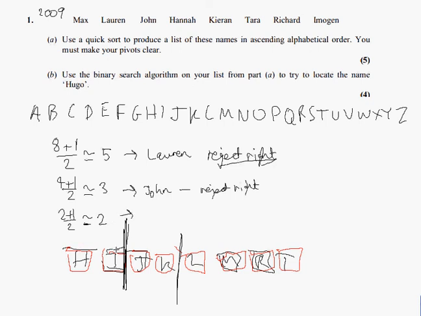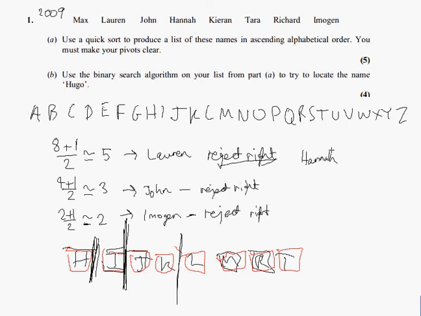That's H-I. Imogen. Write that down. Imogen is once again to the right of H in the alphabet, so certainly there's no point looking any further to the right of Imogen, so we reject the right again. And that brings us down to only 1 item in the list, so we can say the only thing left is Hannah.